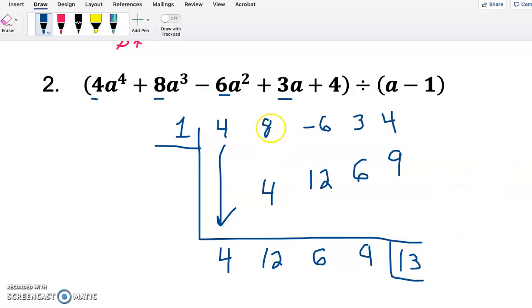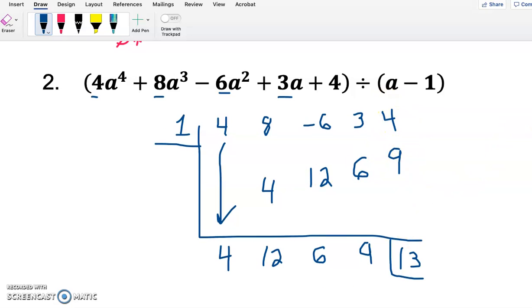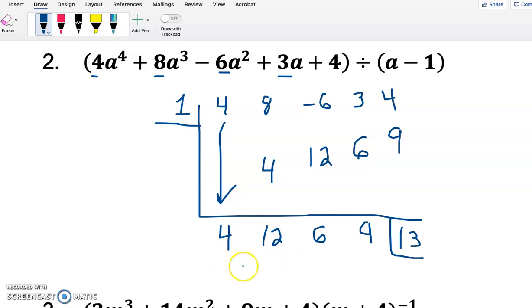Okay, so just want to double check. 4, we brought it down. 4 times 1 is 4. 4 plus 8 is 12. 12 times 1 is 12. -6 plus 12 is a +6. 6 times 1 is 6. 3 plus 6 is 9. 9 times 1 is 9. And then adding these two is 13. And so then the end part, this represents our quotient. These are the coefficients of our quotient.